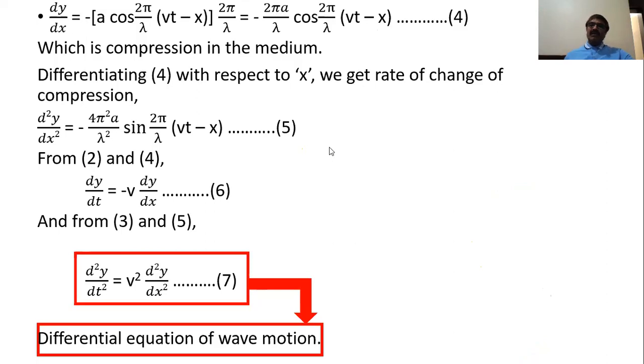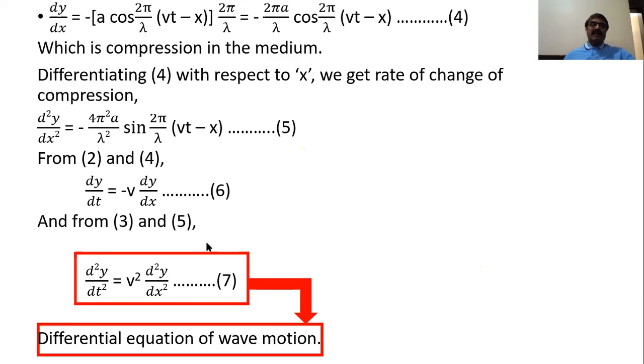Now the part is over. You simply have to equate the first differentiations and the second differentiations, and you will find two important equations. Equating the first differentiation, that is equation 2 and equation 4, you will find that dy by dt is one and the same as dy by dx, only the factor minus v has to be taken common. So dy by dt equals minus v into dy by dx.